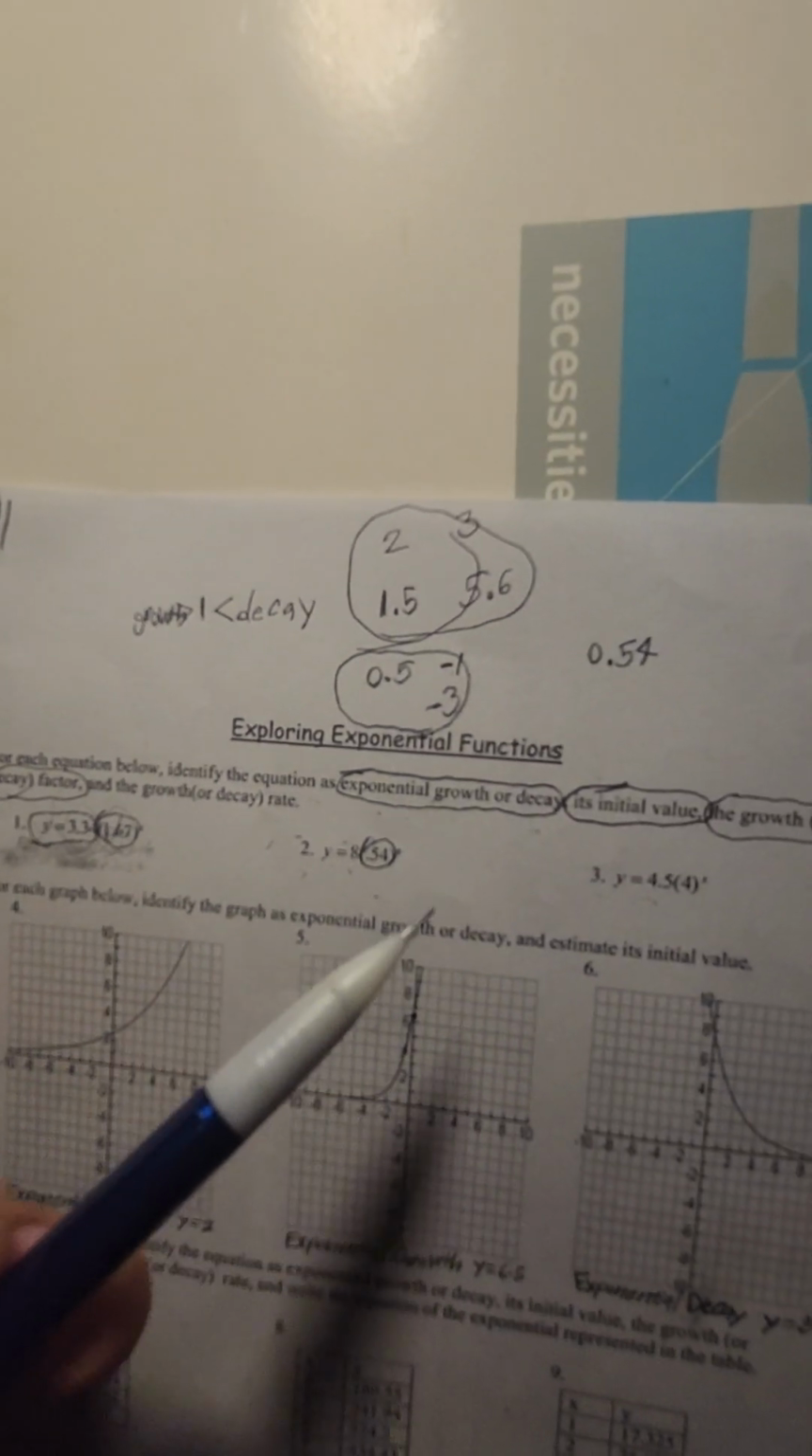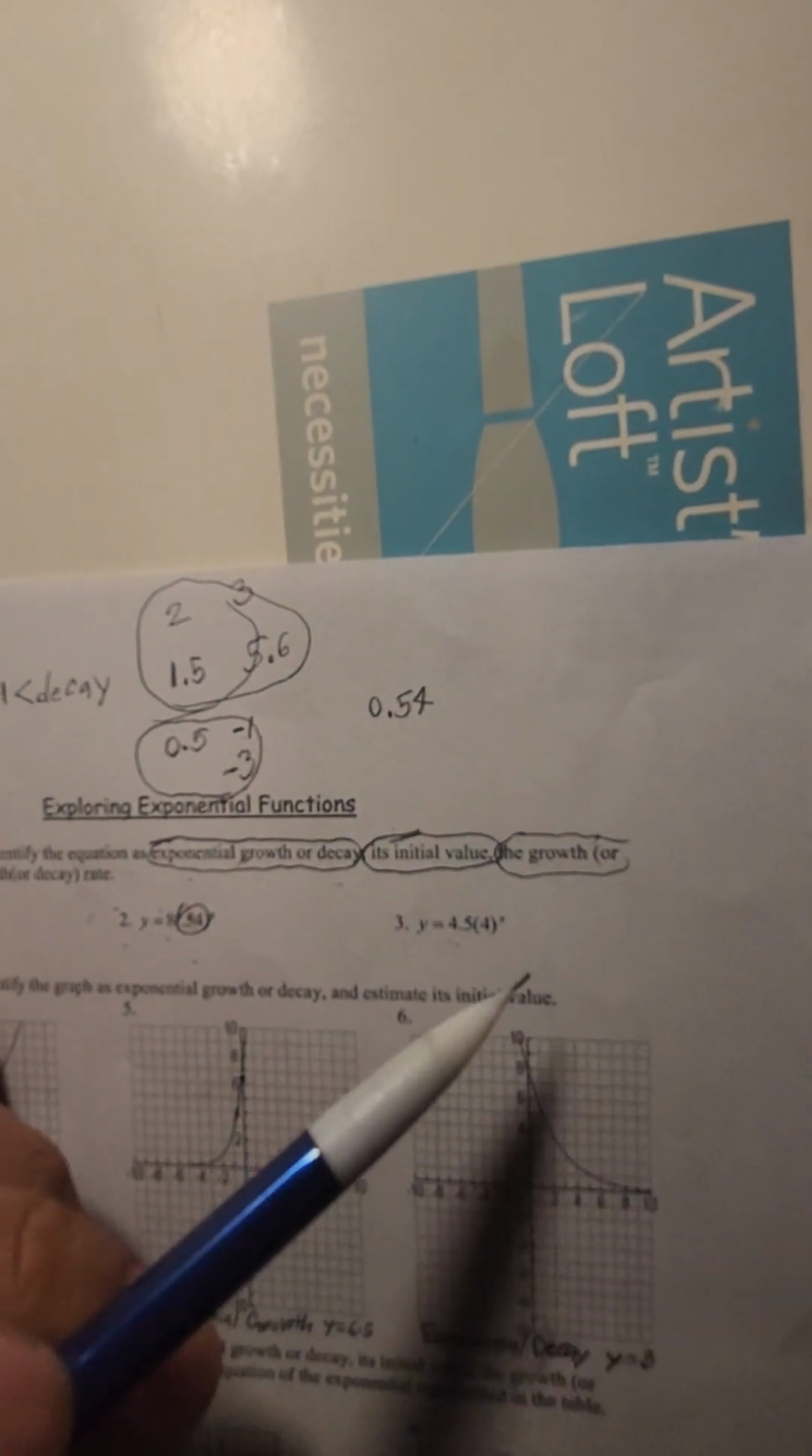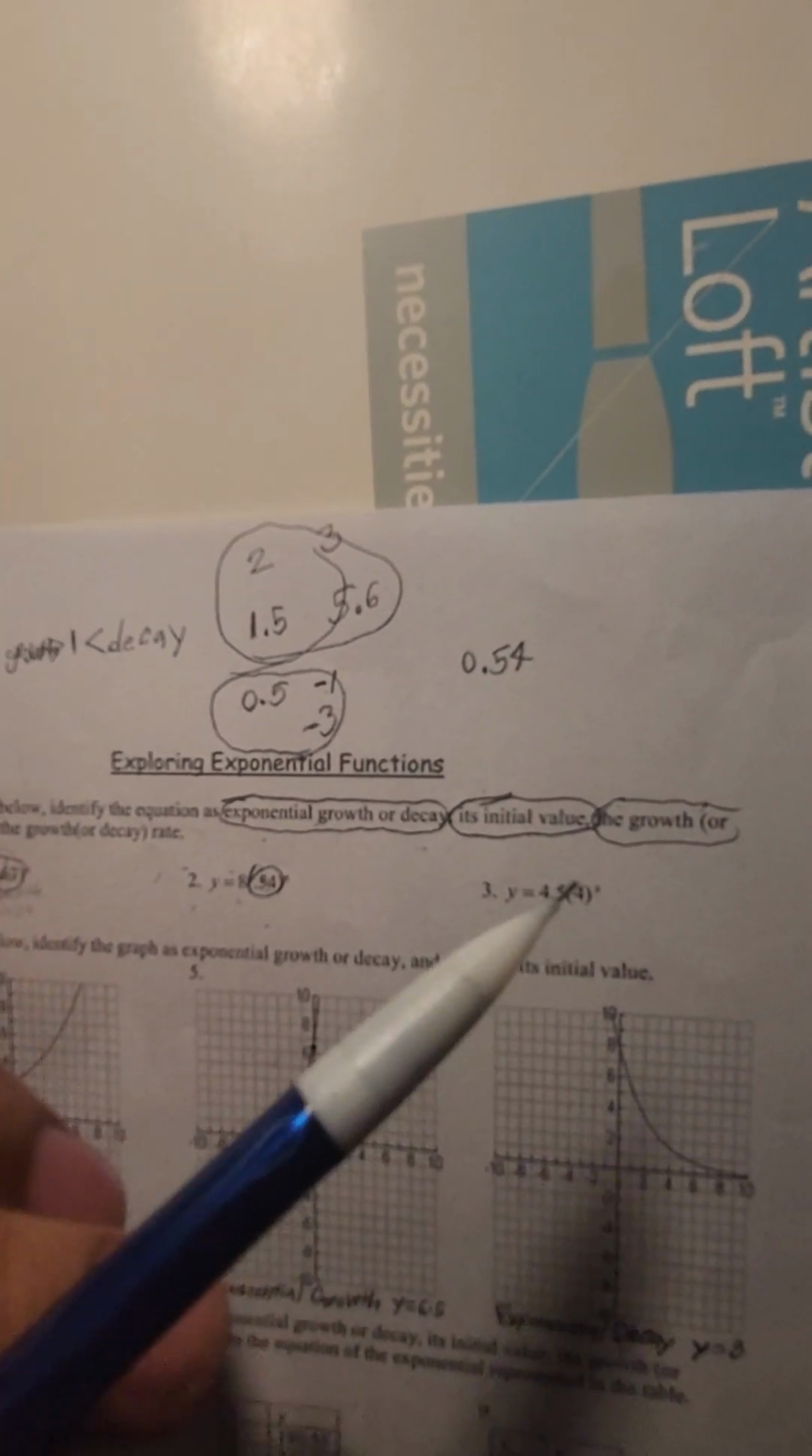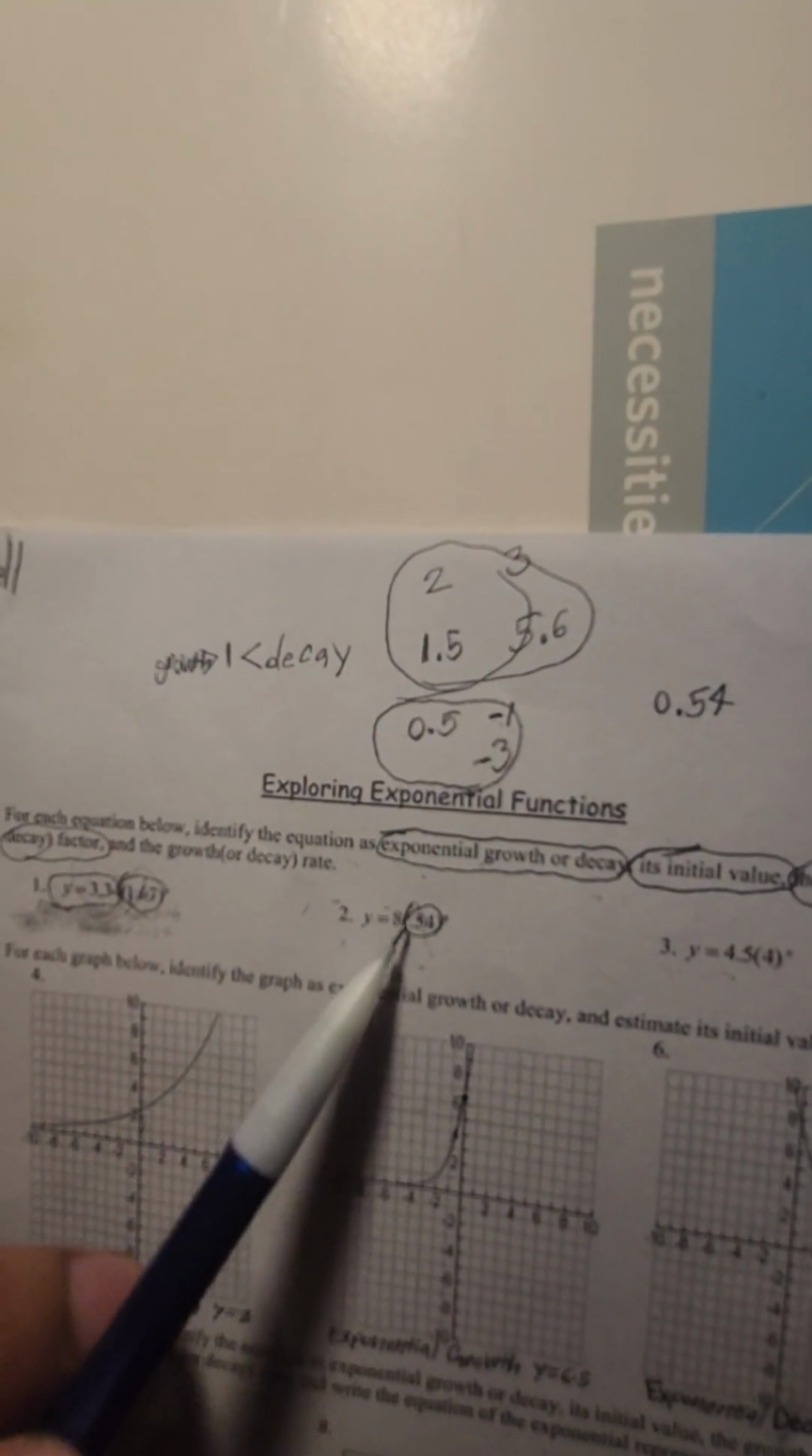Now you got the growth or decay factor. The growth or decay factor, that is just this number. So the answer is just that number. Whatever is in the parentheses, that's the answer. So the growth or decay factor for this one would be 1.67. For this one it would be 0.54, and it would be 4 here. Obviously, for this one, that's the growth factor. For this one, it's the decay factor because it's less than 1. But it's just the number in the parentheses, that's the answer.